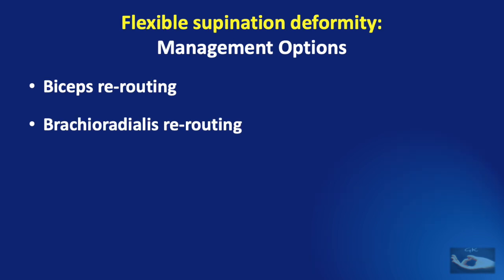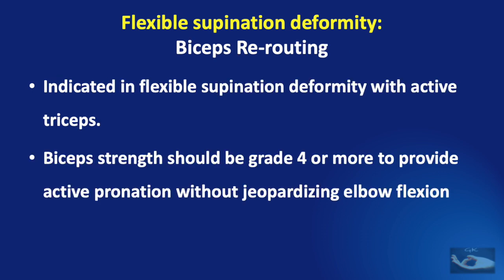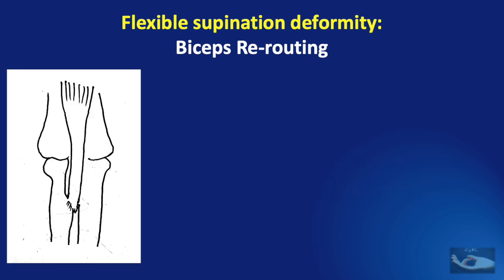When the supination deformity is flexible, the procedures of biceps rerouting or brachioradialis rerouting can be done to get back active pronation. Biceps rerouting is indicated in flexible supination deformity with active triceps function. The biceps strength should be grade 4 or more to provide active pronation without jeopardizing elbow flexion. The biceps tendon is identified and dissected. The tendon is divided in a Z fashion.